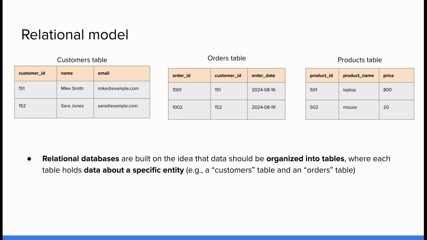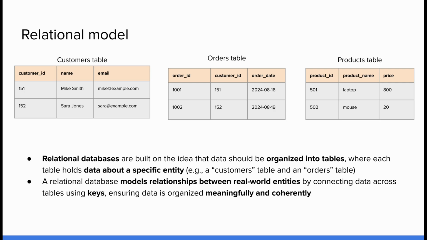Then the relational database models the relationships between these real-world entities through keys. This ensures that the data is organized and related meaningfully and coherently. So we're going to talk about these keys next and build up to this concept of referential integrity.